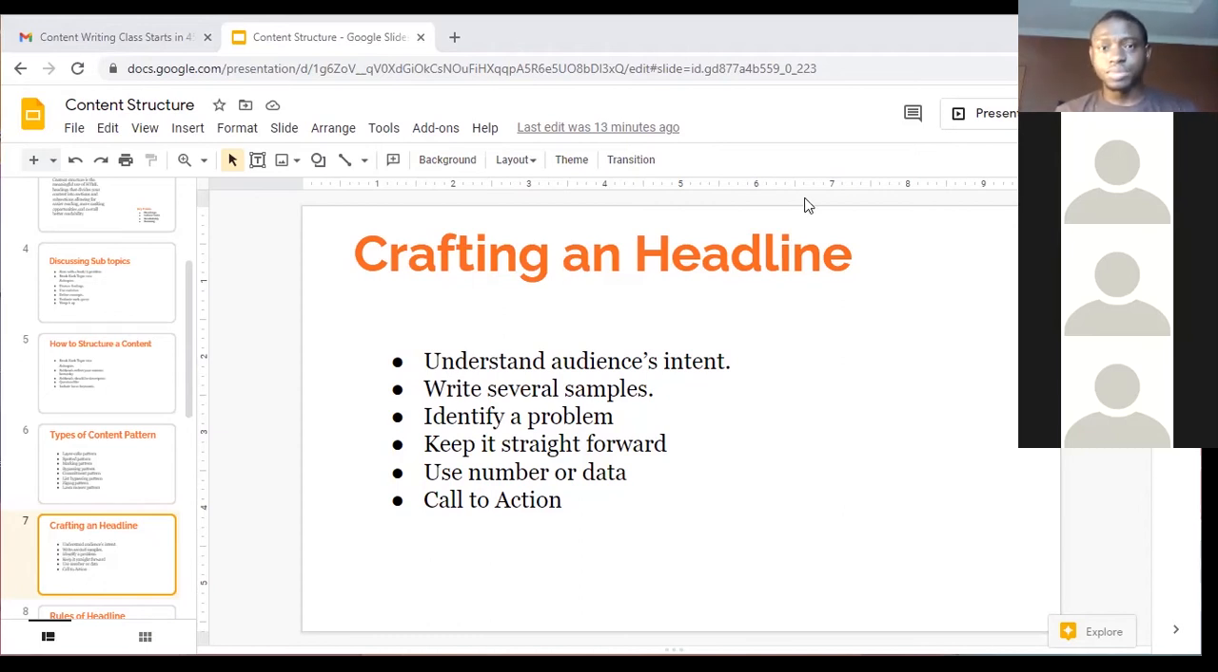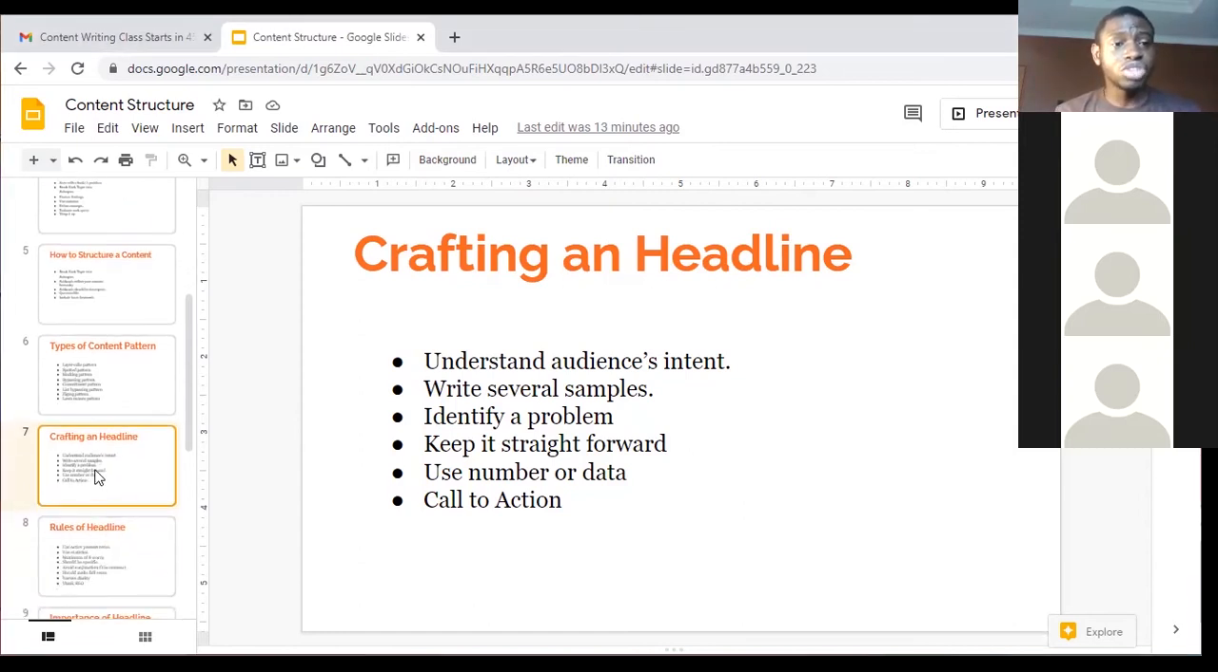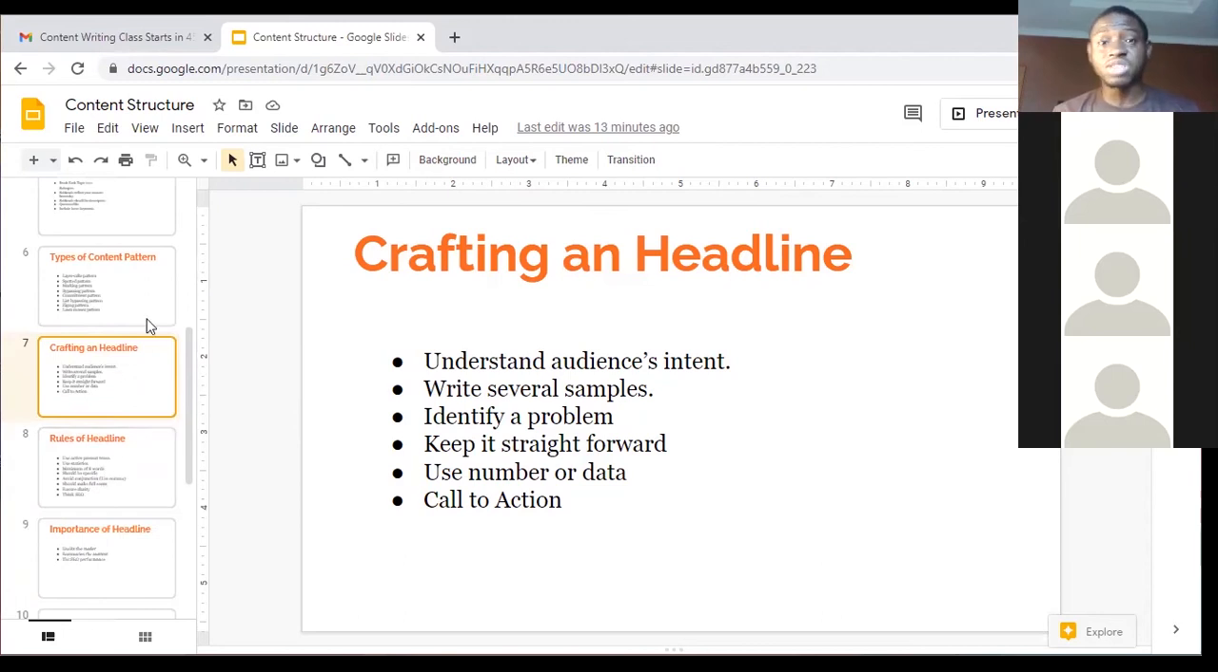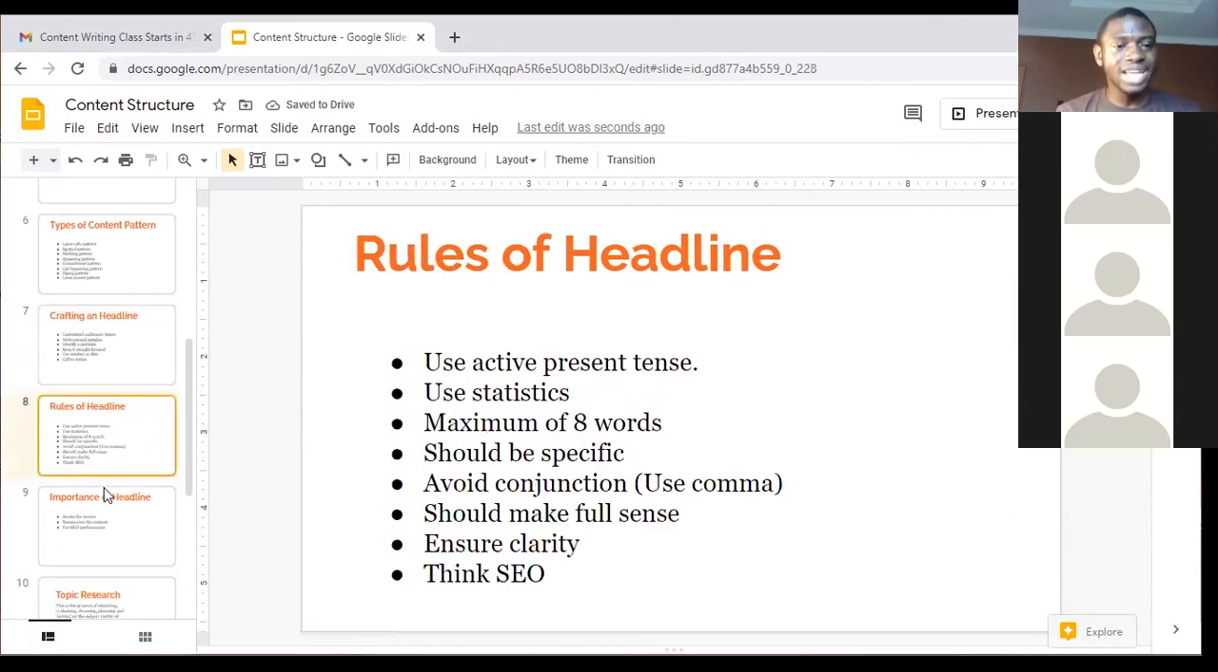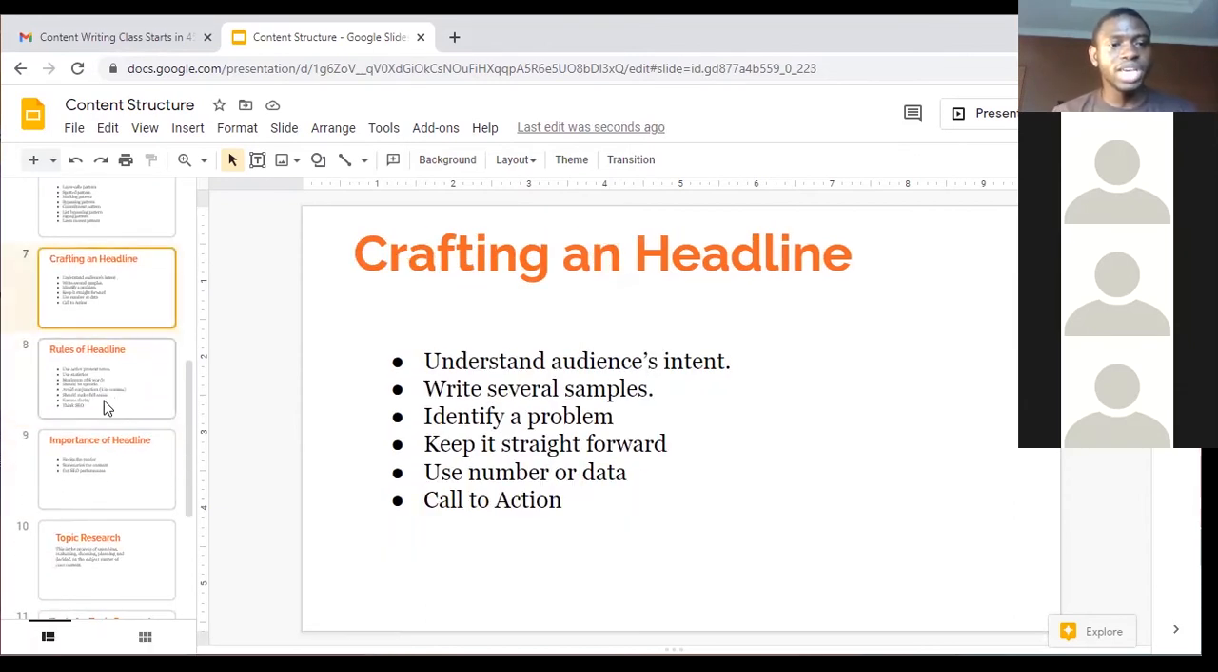Okay, yeah. So as I said earlier, we will have to join the class again for the second section, but I'll tell you when to do that. But let's get to the rules of a headline. So we wrap it up, then we join again and we start from topic research. So your headline also should be straightforward. Go straight to the point, don't ramble, avoid superfluous words.